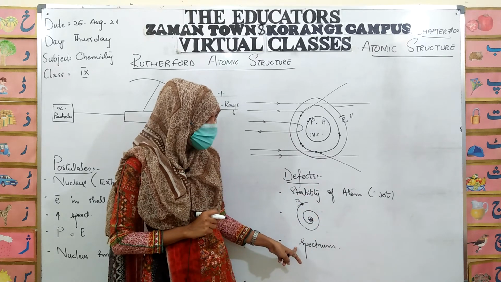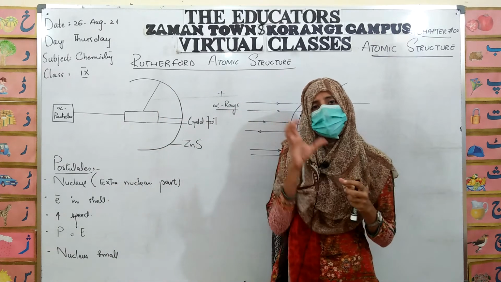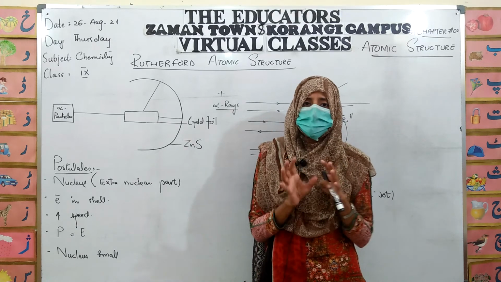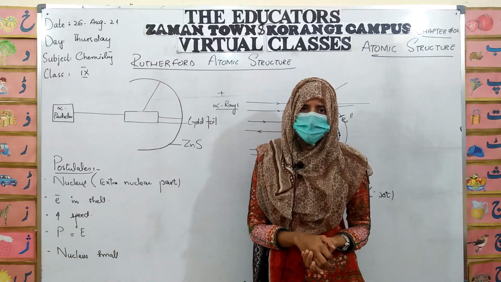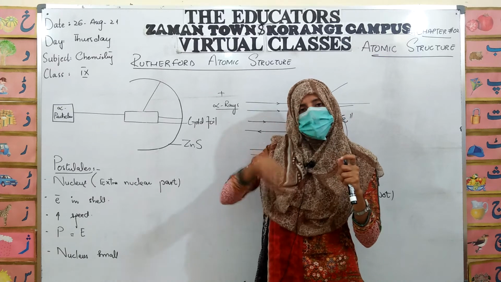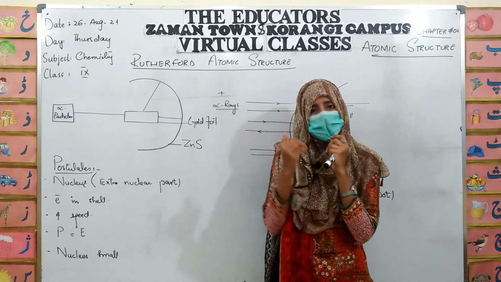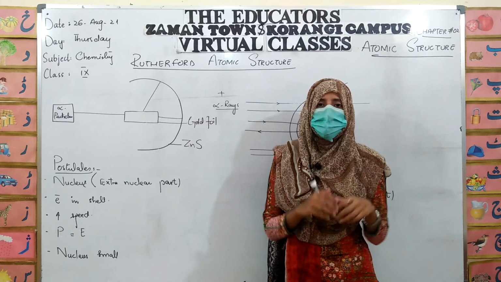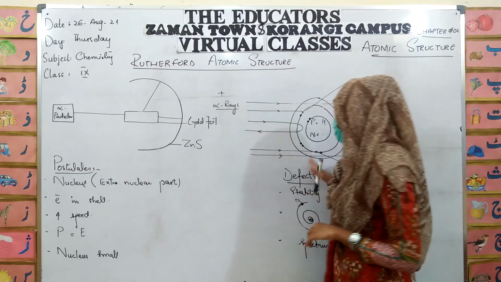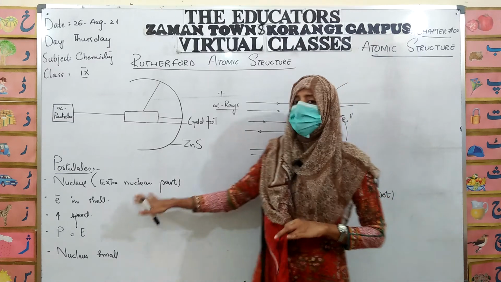The third point is that according to Rutherford, if any electron is moving with high speed, a continuous spectrum should be formed. Isn't it? Because if a substance is rotating rapidly, a continuous spectrum should be formed. But in contrast, a line spectrum was formed. Right? So this was the defect of Rutherford, and these were the postulates of Rutherford.